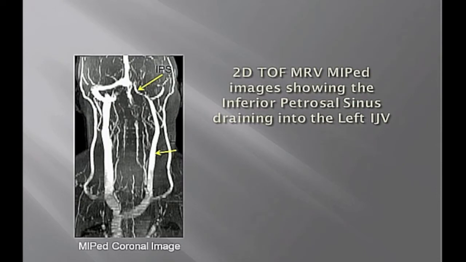Now, here's an example of again, a 2D time of flight. This is a very interesting variation. Here we can see that there's not really a significant transverse sinus available, and this vessel, which is usually not very big, which is the inferior petrosal sinus, is the major draining vein into the internal jugular vein. So it doesn't have the normal transverse sinus, sigmoid sinus, internal jugular vein. It has this interesting abnormality.